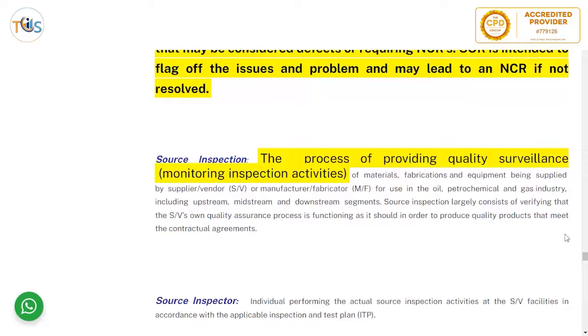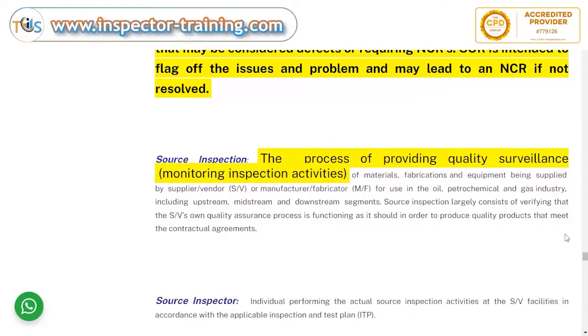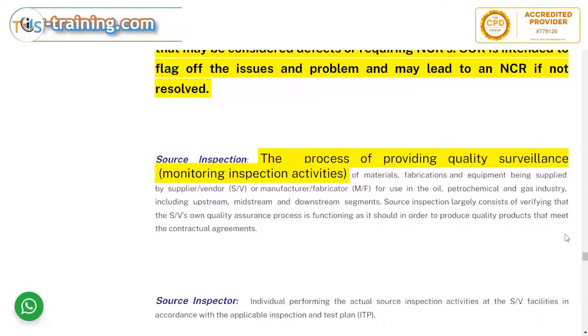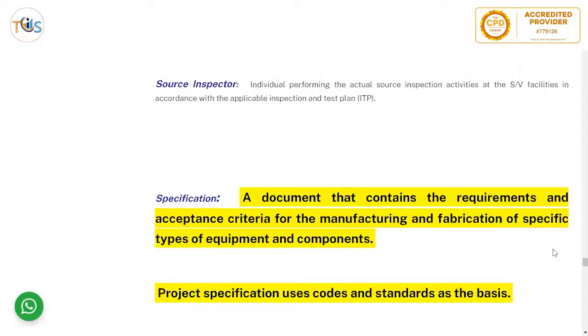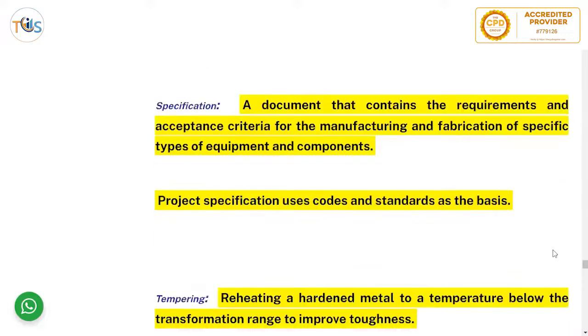The process of providing quality surveillance, monitoring, inspection activities of materials, fabrication and equipment being supplied by supplier for use in the oil petrochemical industry, including upstream, downstream. So that's what source inspection is. It largely consists of verifying that supplier vendor's own quality assurance process is functioning as it should in order to produce quality products that meet the contractual requirements. So source inspector is an individual performing the actual source inspection activities at the supplier vendor facilities in accordance with the applicable inspection and test plan.